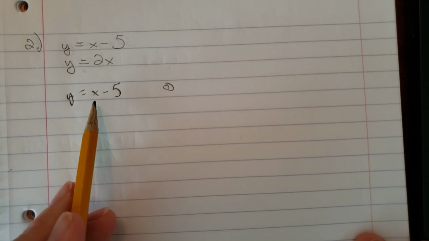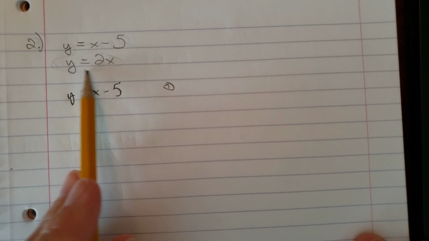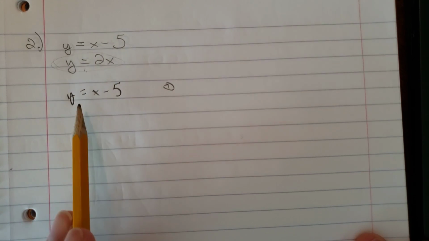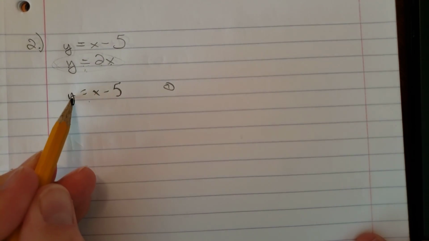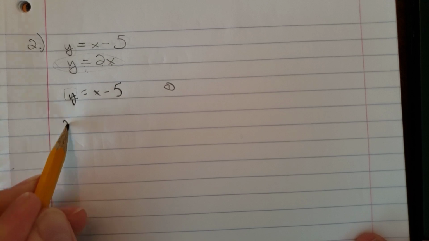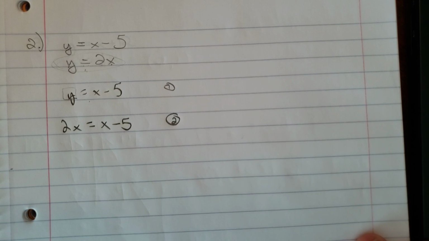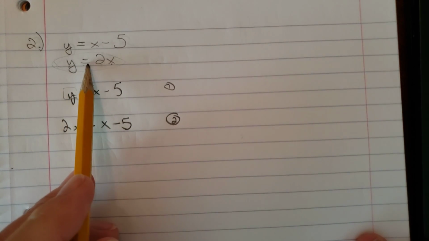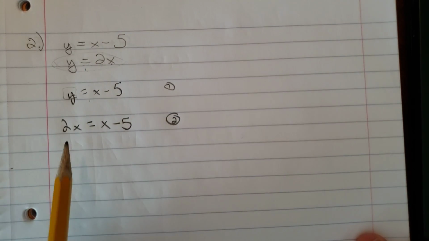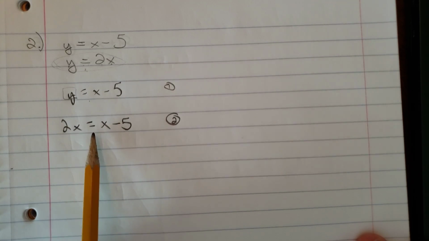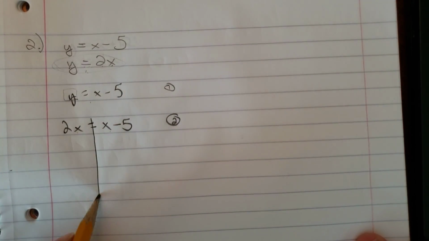Step number 2 is to use the second equation, the unused equation so far, to substitute into the first equation. So I know that y equals 2x, so anywhere I see a y, I can put a 2x. So I see a y here, I'm going to replace that with 2x, x minus 5. That's step 2, using the second equation to substitute into the first equation. You're kind of combining the equations so that you only have one variable, and then we can solve with only one variable. Okay, so now step 3.